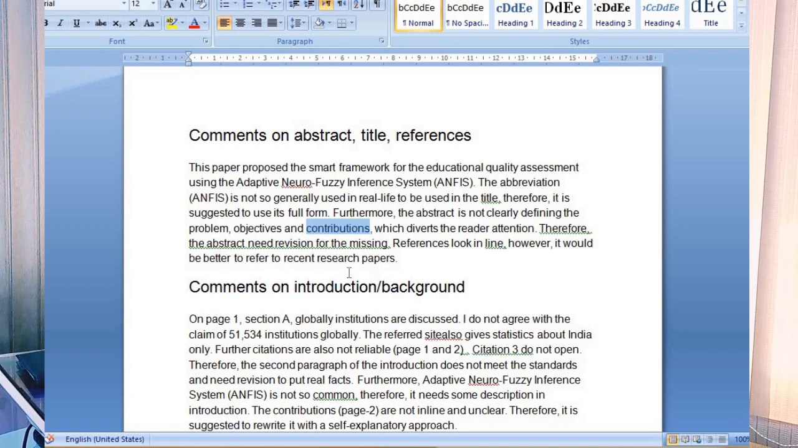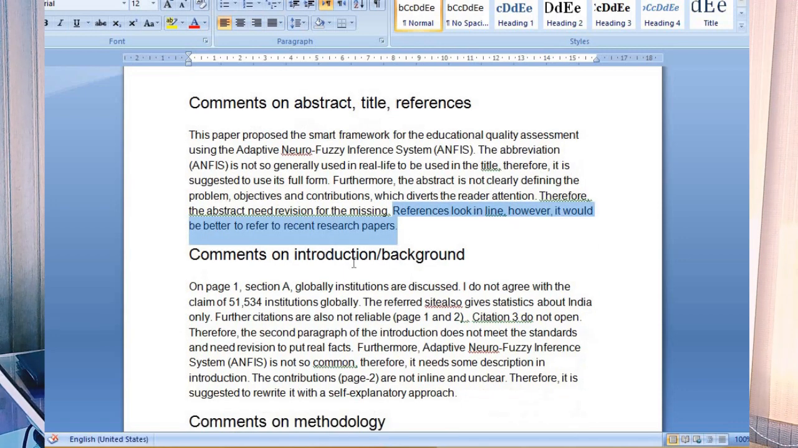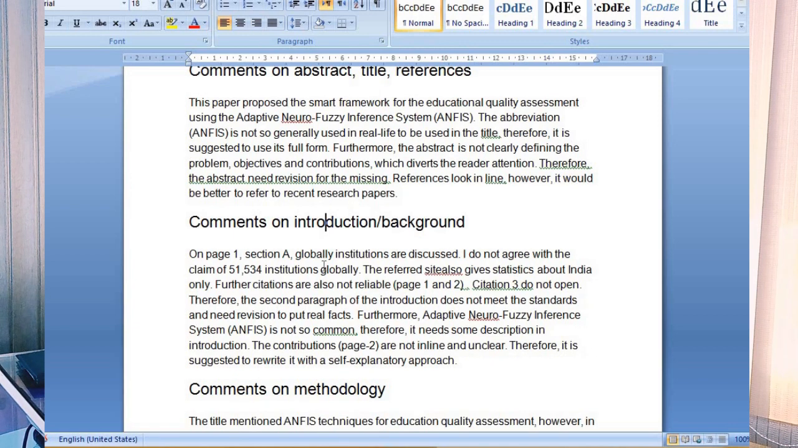References look in line, however it will be better to refer to a recent research paper. So as a reviewer, if you think that the references are not recent, then you have to suggest the authors that they cite new papers, new literature.